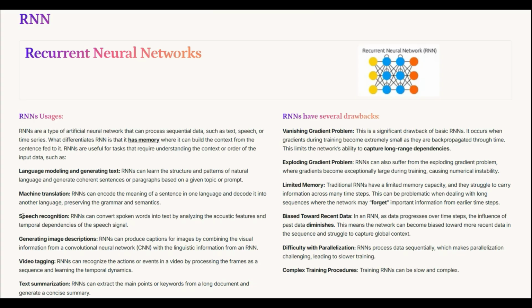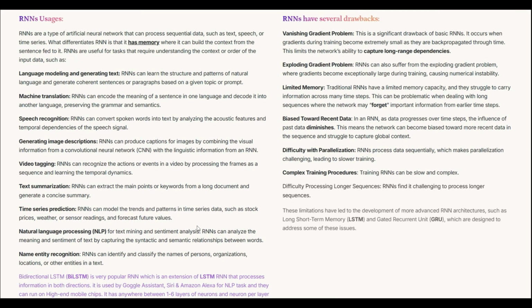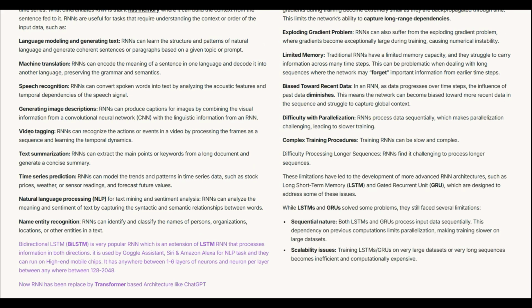RNNs can also be used in speech recognition, where it can convert spoken words into text by analyzing the acoustic features and temporal dependencies of the speech signal. RNNs can also be used in generating image descriptions, where it can produce captions for images by combining the visual information from a convolutional neural network, CNN, with the linguistic information. RNNs can also be used for video tagging, where it can recognize the actions or events in a video by processing the frames as a sequence and learning the temporal dynamics.